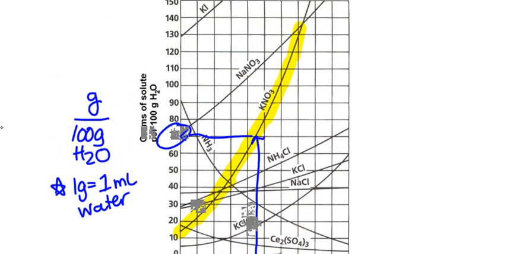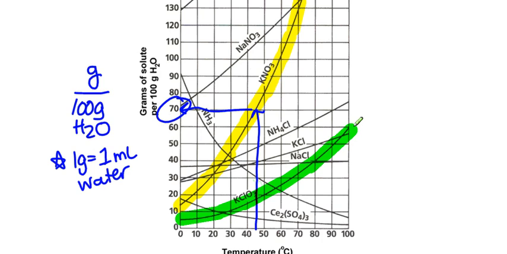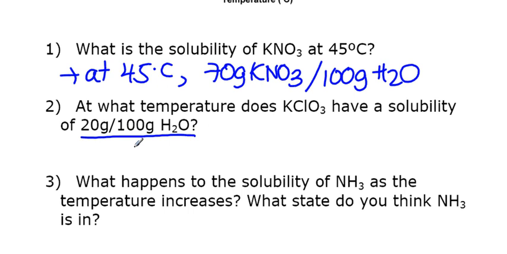Let's do the same thing. Let's go up here and find potassium chlorate. Potassium chlorate is this curve here. So here we want to look on our curve. Where's 20 grams? We go across until we hit the curve, which is right down here, and that tells us the temperature is 50 degrees Celsius. So for this one, this happens at 50 degrees C.